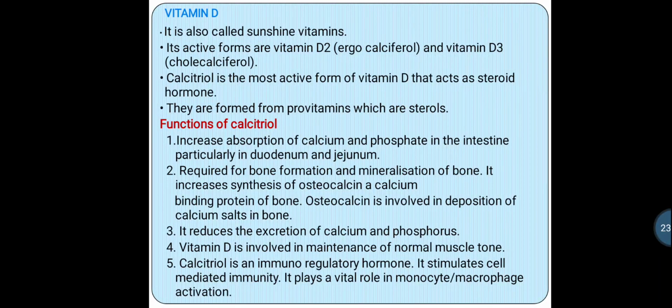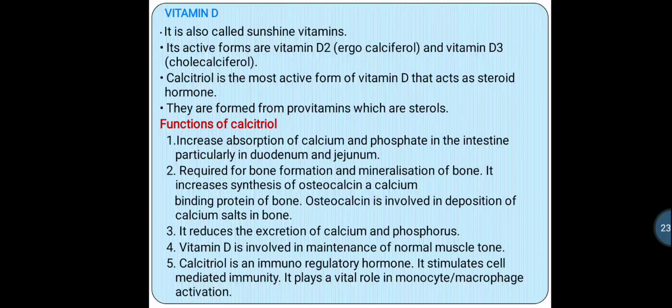So vitamin D2 and vitamin D3 are synthesized from different types of sterols, such as ergosterol and cholesterol, in the presence of sunlight. In the presence of sunlight, ergosterol gets converted into vitamin D2, that is ergocalciferol, and cholesterol gets converted into vitamin D3, that is cholecalciferol. Calcitriol is the most active form of vitamin D that acts as a steroid hormone, and they are formed from the provitamins such as sterols.